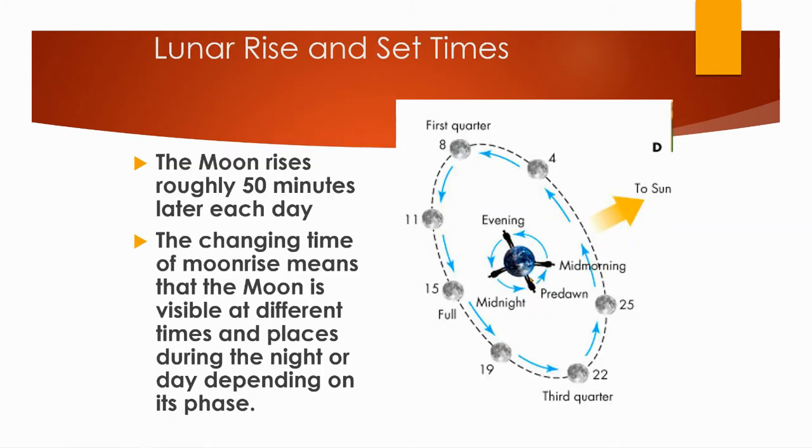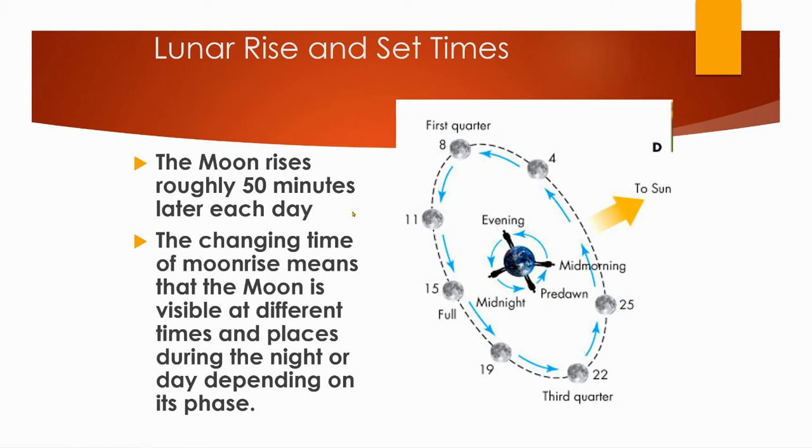Lunar rise and lunar set. The moon rises roughly 50 minutes later each day. So if you look out and you see the moon rising at, say, I think the book says 8 o'clock in the evening, if you look the next evening at 8:50, you'll see the moon in that same position. So it takes about 50 minutes. It's 50 minutes later each day.